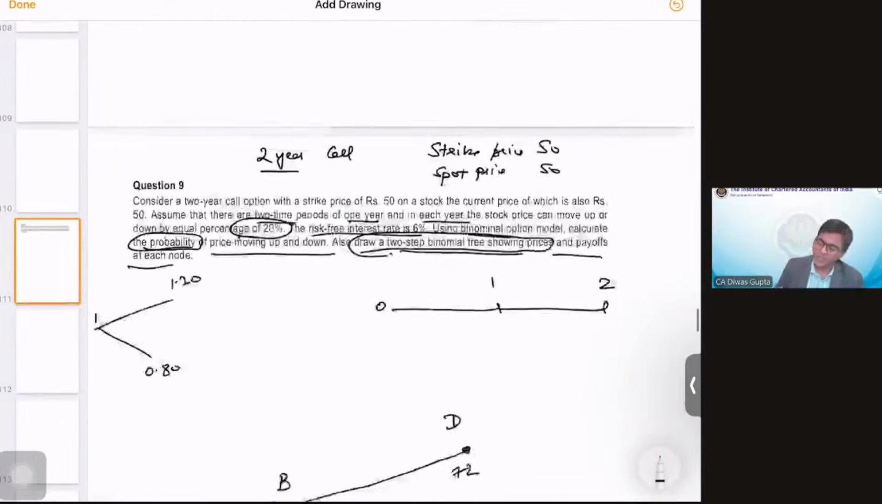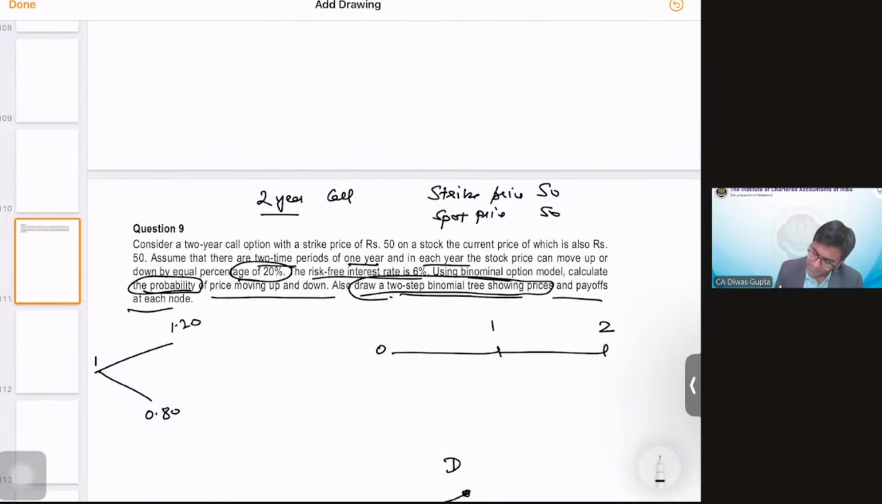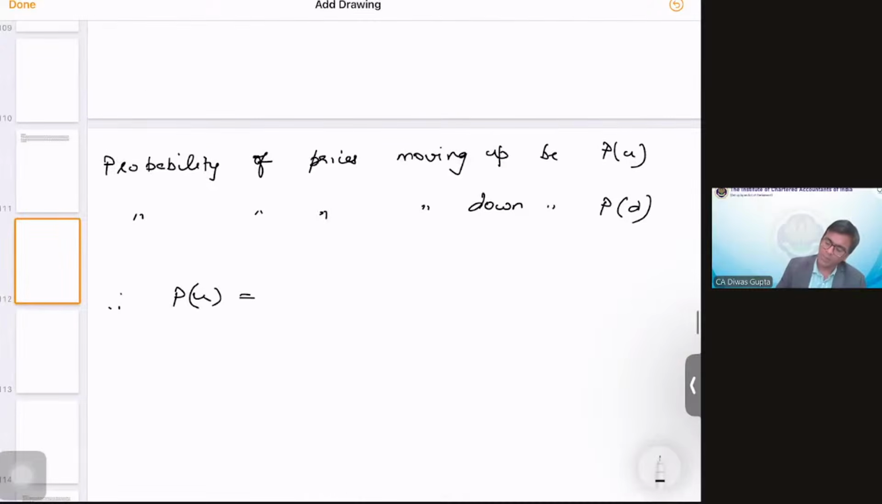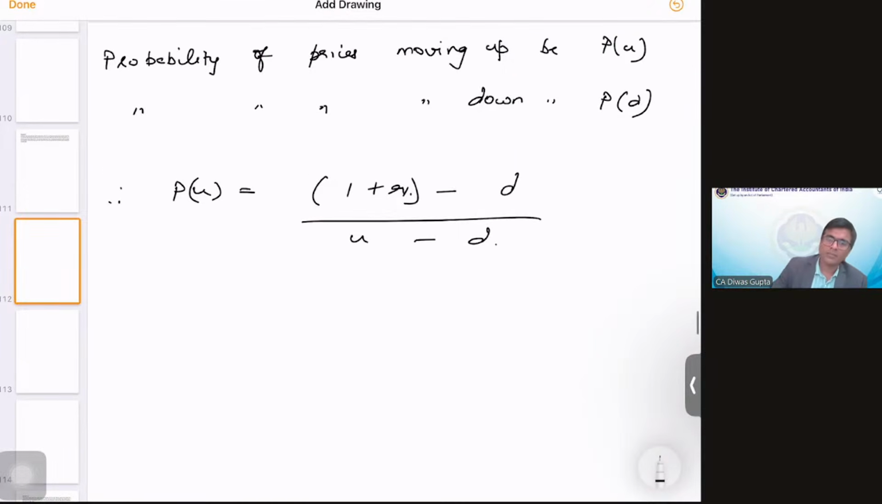So which is given by the formula PU is equal to, we will be using here 1 plus R, which is the risk-free rate of return. We don't have continuous compounding here, right? So let's write the formula: 1 plus R percentage minus D divided by U minus D. Yes, no continuous compounding as per the question. So we have checked that.